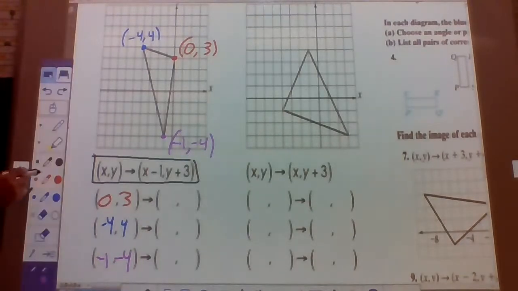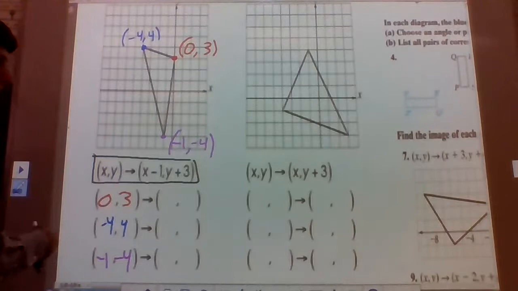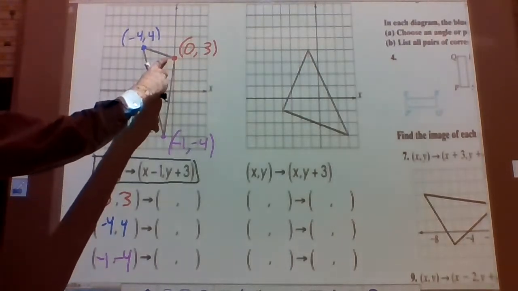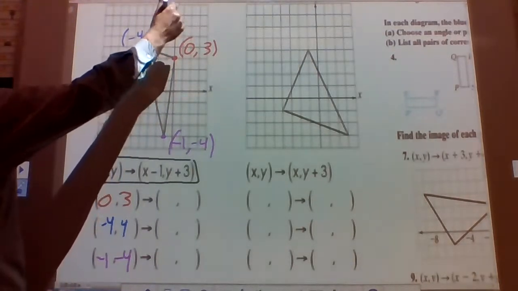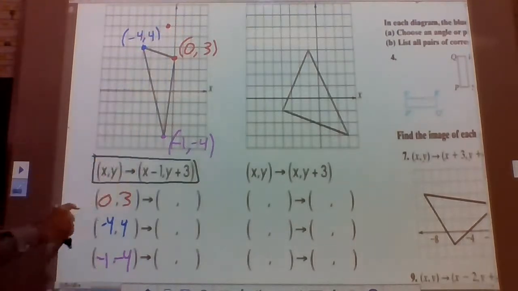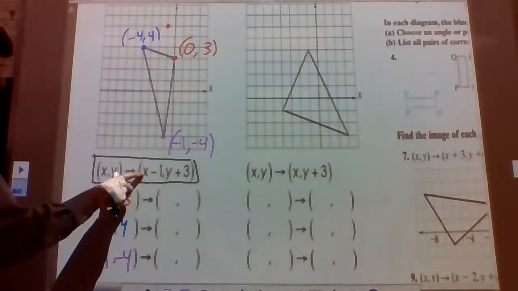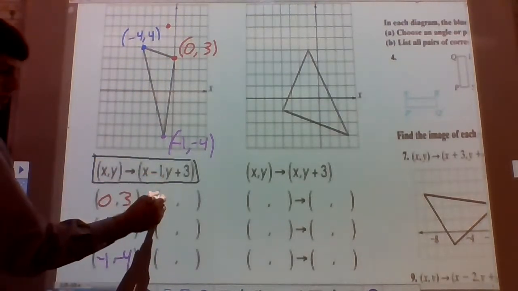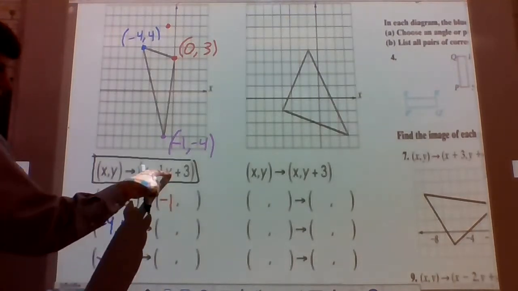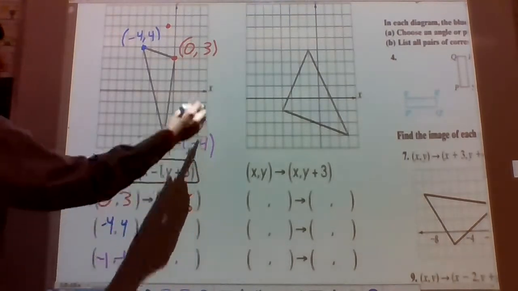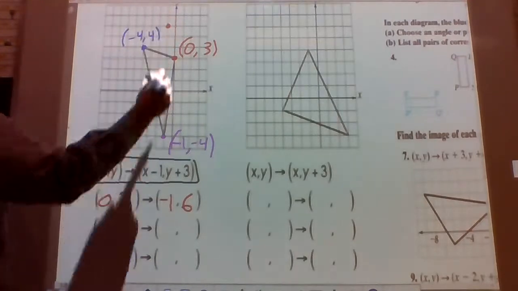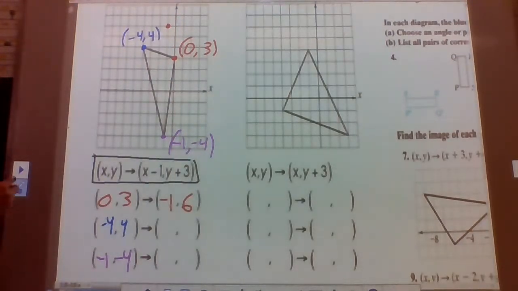So let's start with the red point, the 0, 3. Again, we can shift it manually 1 to the left, 3 up. Or we can substitute it into the equation. So 0 minus 1 is negative 1. 3 plus 3 is 6. So that new point is going to be right here at negative 1, 6.